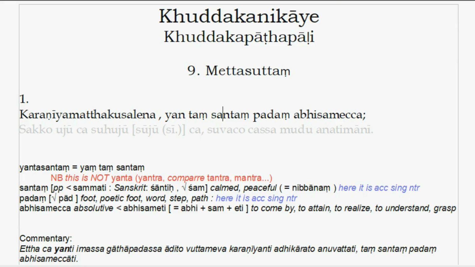So, in this case, we could understand this as having realized or grasped the path which, and then we have to supply this word, leads to santang, which leads to peace, which leads to nirvana. And you'll find a slight echo of that in the compound amatapadang, the path to the deathless, again meaning nirvana. But now we need to kind of sort out this yanta, this yantang.